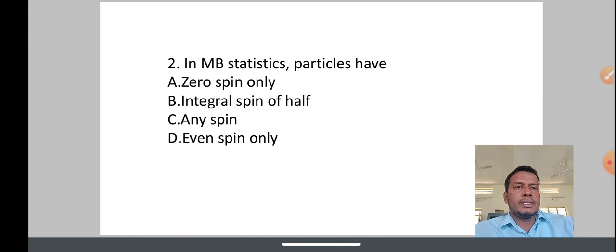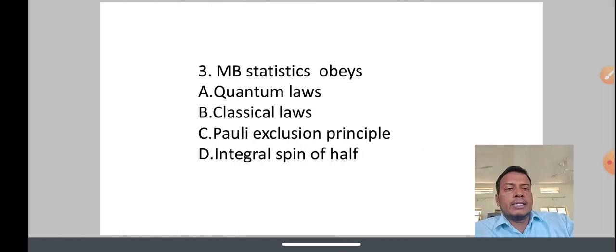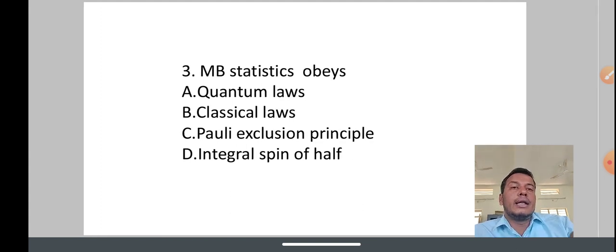This is the MB statistics law. Which type of laws does MB statistics obey: quantum laws, classical laws, Pauli exclusion principle, or integral spin? Yes, it obeys only classical laws. Quantum laws it does not obey. The Pauli exclusion principle comes under quantum mechanics, so it does not obey that. Integral spin does not matter. So it only obeys the classical laws.